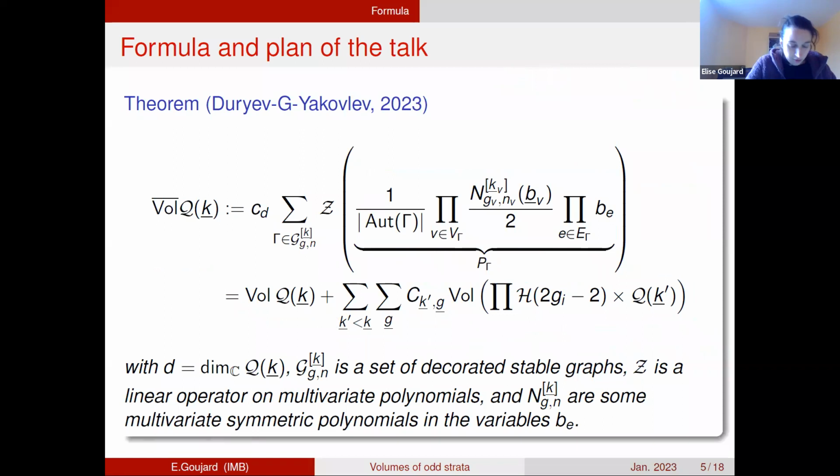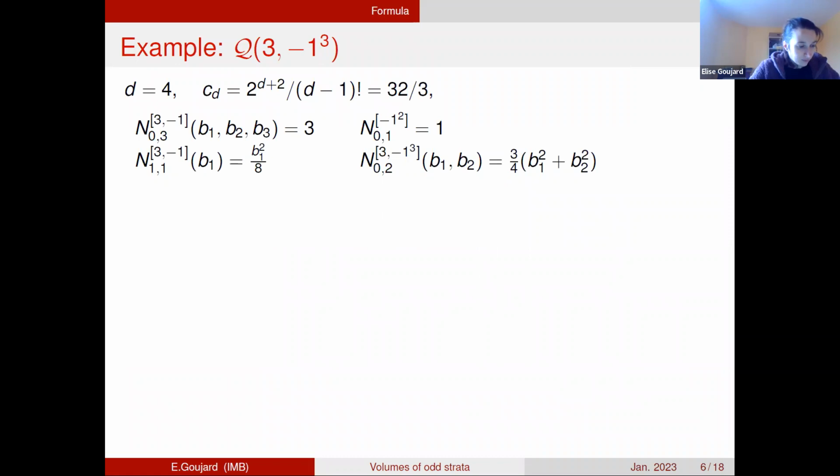Okay, so let me do an example by just applying this formula in some stratum. The stratum that I want to consider is the stratum with one singularity of order 3 and 3 poles. Here are all these constants that appear in the formula, just normalization constants. The dimension of the stratum is 4. And I need these 4 polynomials that I will define later, but for now I just give you the values of these 4 polynomials. So let's apply the formula.